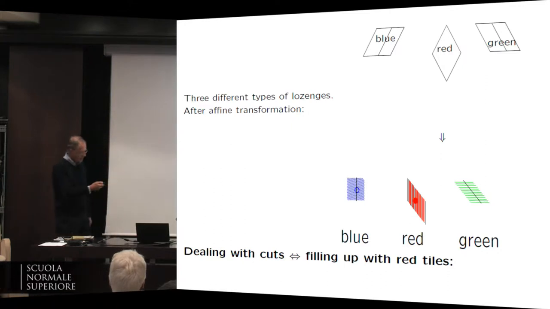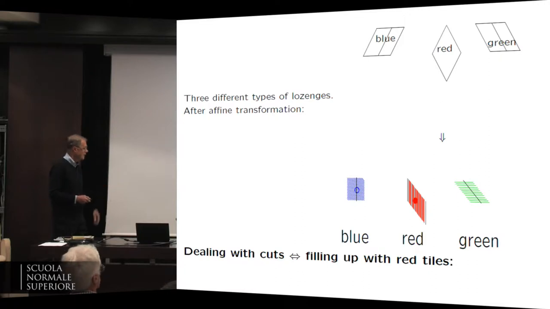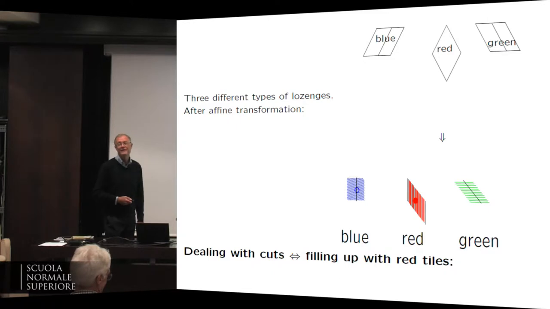So again, there are three types of lozenges. I will make a little affine transformation to have good coordinates. So the blue becomes this, the red becomes slightly tilted, the green is a bit more tilted. And the leading tiles.